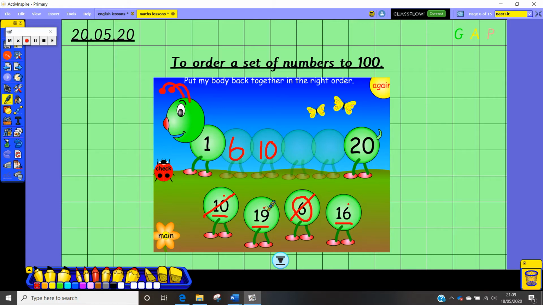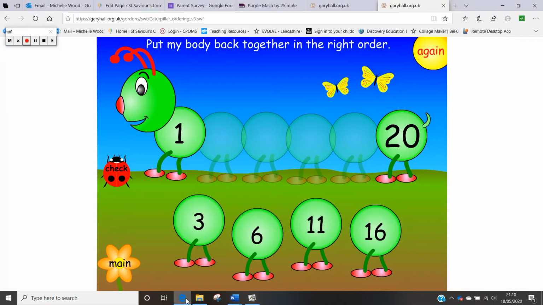So I now need to look, this one has got 19, which is 9 in the ones column, and this one is 16, which is 6 in the ones column. I know 6 is smaller than 9, so I'm going to put 16 in this circle, and 19 in this circle, and therefore I have managed to order all of the numbers in the caterpillar's body. So let's have a go together at playing this game.